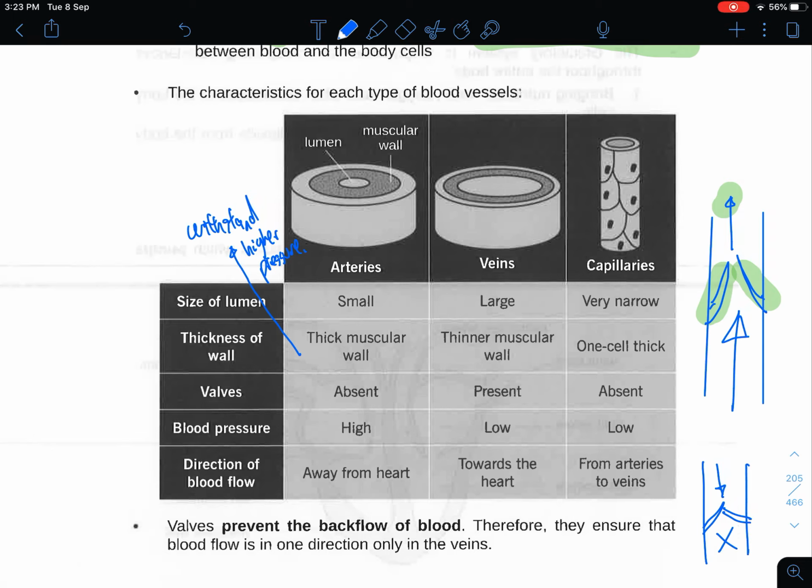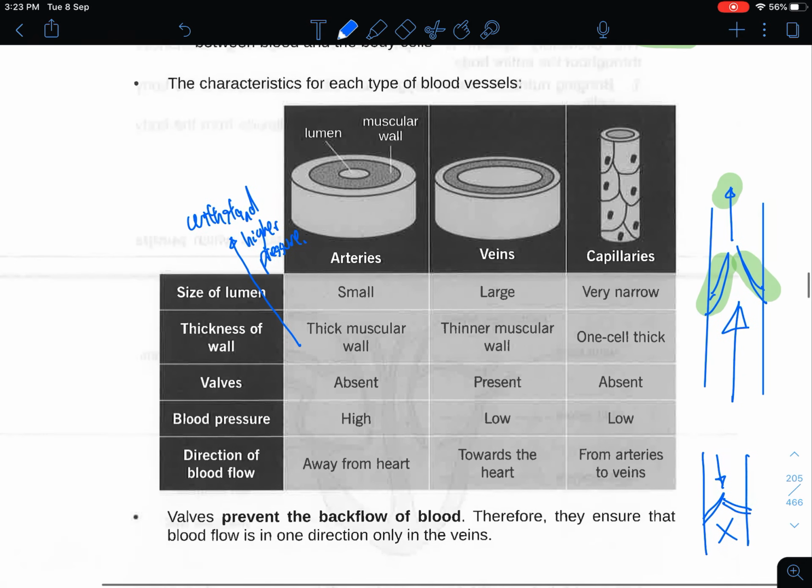Next is capillary. They tend to be very narrow and one cell thick, so there are also no valves, and because it is one cell thick, which is very thin, there is very low blood pressure in it.